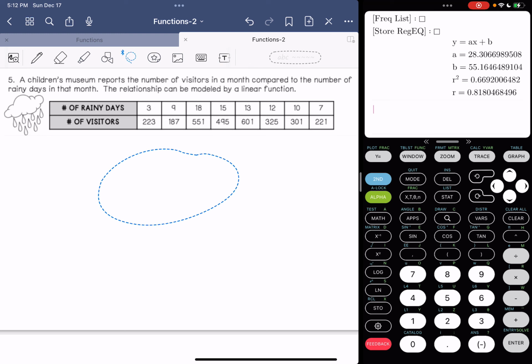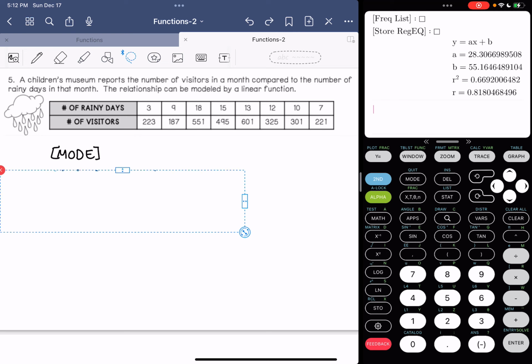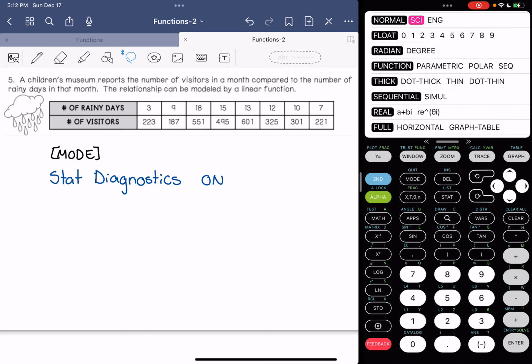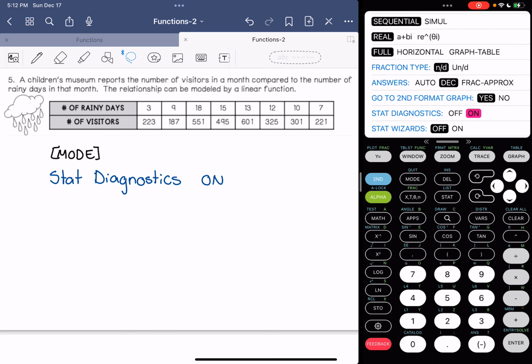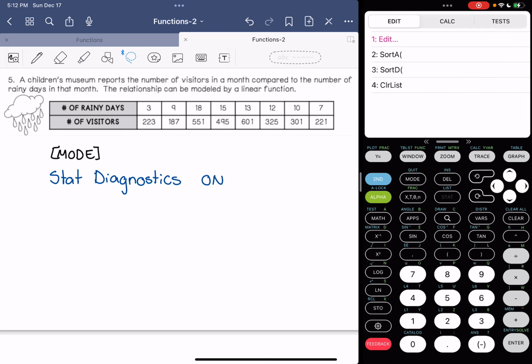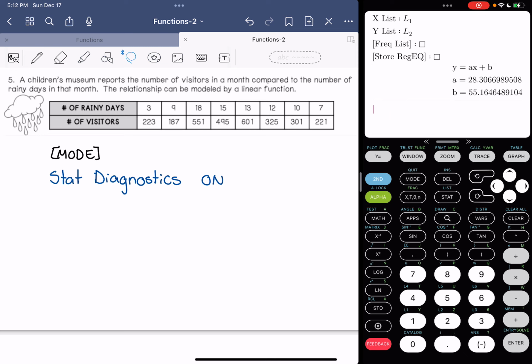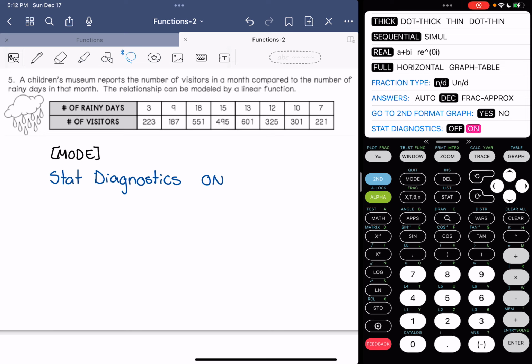If you do not, then you will have to take one extra step, and that will be clicking mode and double checking that stat diagnostics in your calculator is turned on. If it is turned off, like I just did in my calculator, when you do stat calc 4, you will only get an a and a b value. So you'll have to hit mode and double check that stat diagnostics is turned on.